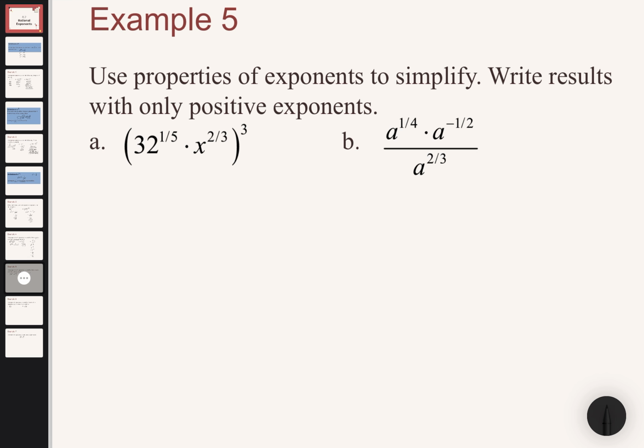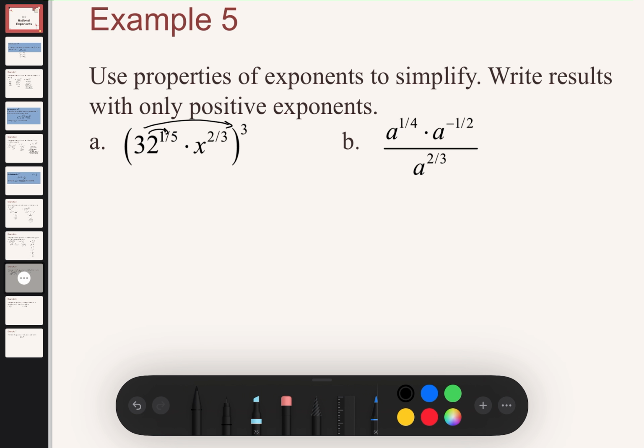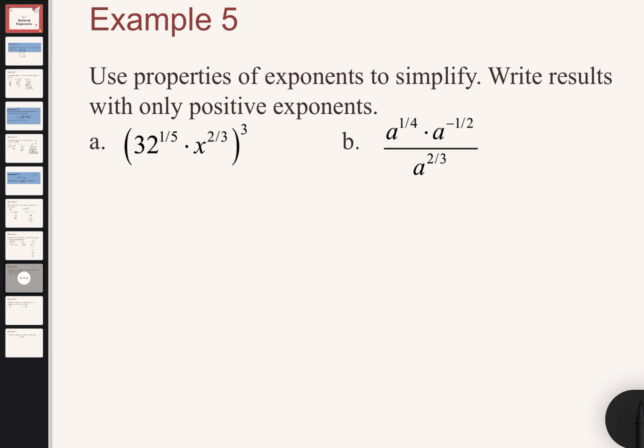All right, what's our rule if I am raising something to a power and then raising that whole thing to another power? What do I do with those two exponents? Yeah, I would want to multiply them. So 1/5 times 3 is going to be 3/5. 2/3 times 3 is going to just be 2.